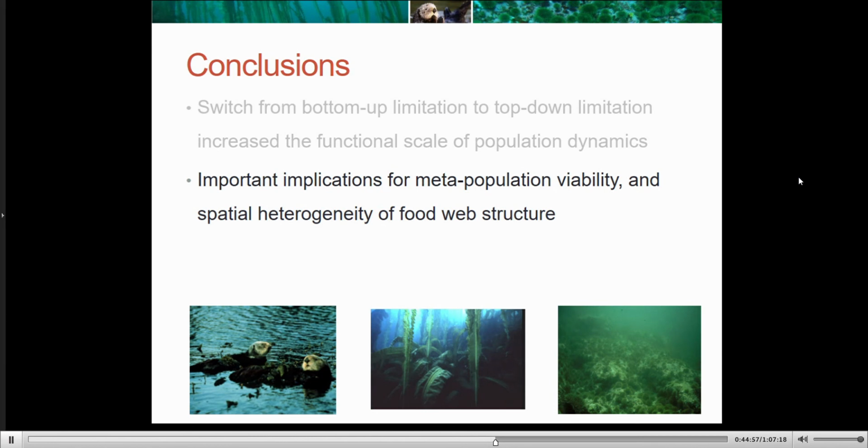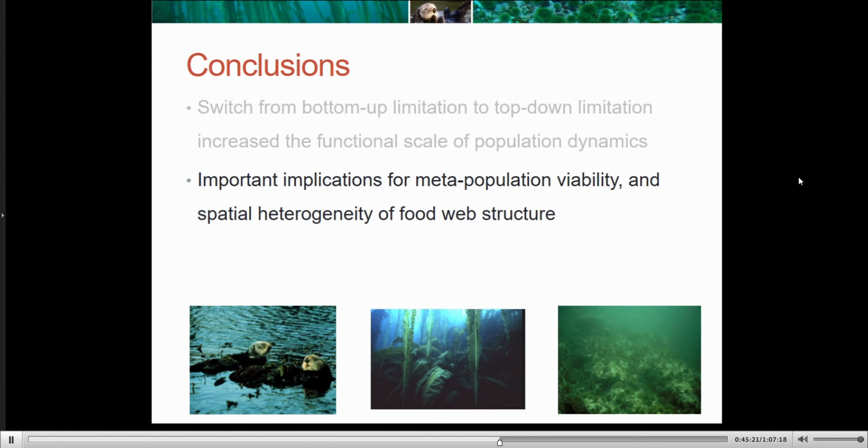But it also has ecological implications, particularly for the spatial heterogeneity of the food webs that sea otters are really important in regulating, which before were very patchy and heterogeneous across the environment, but are now pretty much uniform urchin barrens across this entire area. So we haven't really fully explored what those implications are, and we're actually working on a proposal to do just that.